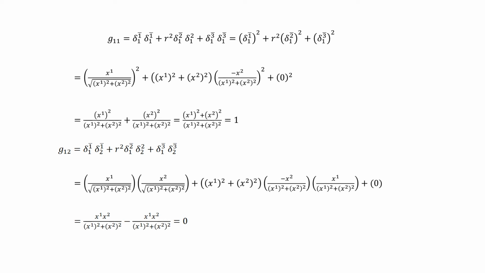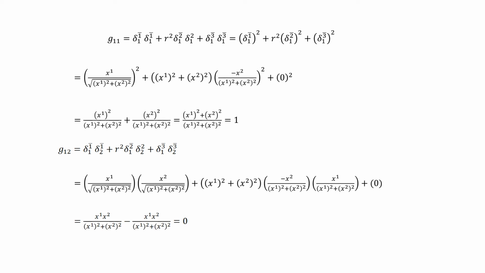Now from these two equations, the first term is as it is, and in the second equation, due to the square of the term, minus x2 is replaced with x2 square, and one term is cancelled with the term of r square. So we get x1 square over x1 square plus x2 square plus x2 square over x1 square plus x2 square. Taking the LCM with the same denominator, we get x1 square plus x2 square over x1 square plus x2 square. So numerator and denominator are the same, they cancel, once is 1. So we get G11 is equal to 1.